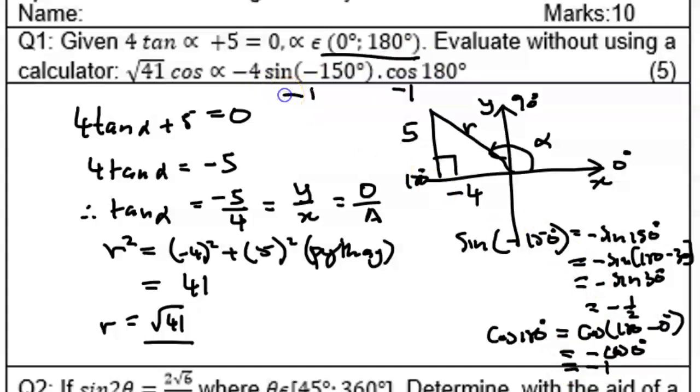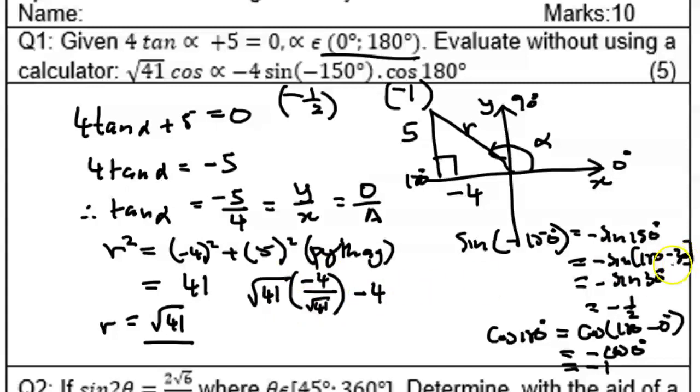This part over here is going to be minus half, and the rest of it obviously you can just substitute here. Cos of alpha, and what's cos of alpha going to equal? Cos of alpha is going to be minus 4 over root 41. So let's quickly just go and substitute here into this limited space that I have, which is root 41, and cos of alpha is going to be equal to minus 4 over the square root of 41, and that's going to be minus 4. And I already did the working here, so I'm just going to put minus half there, and I'm going to put minus 1 there.